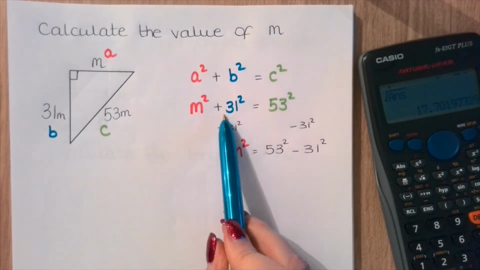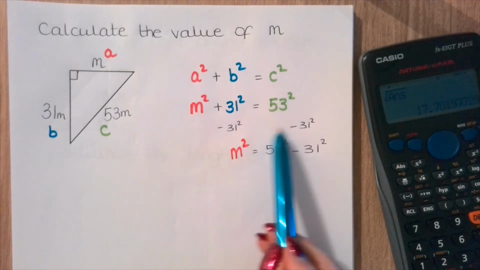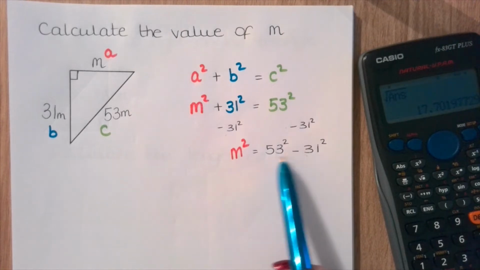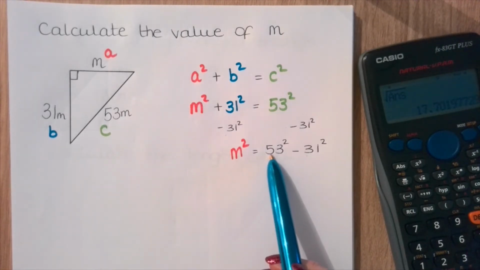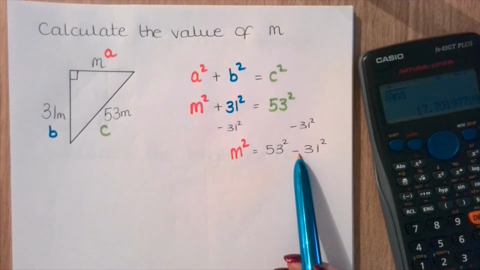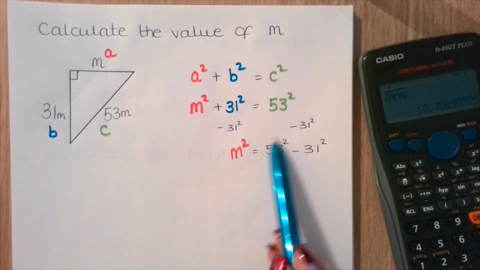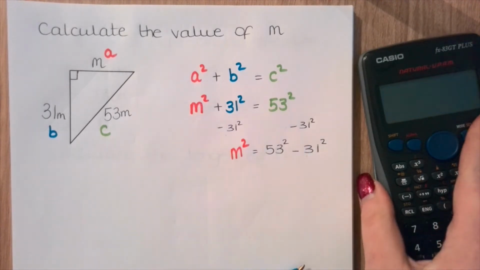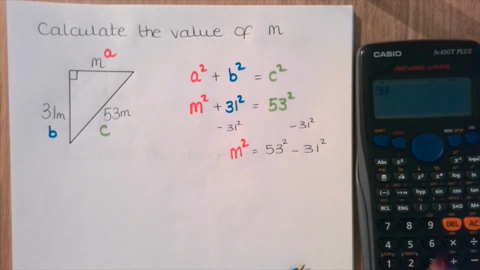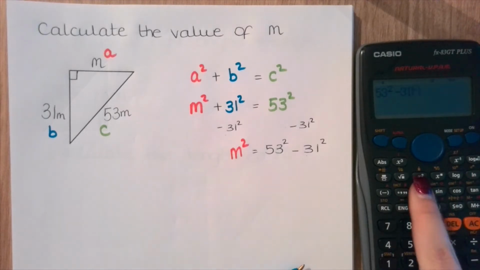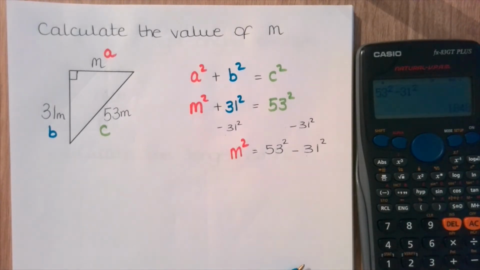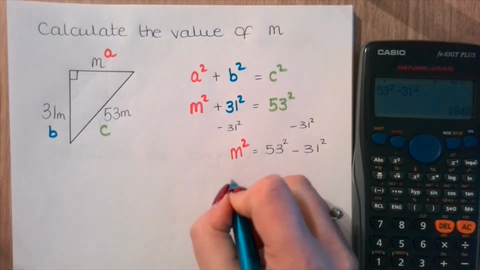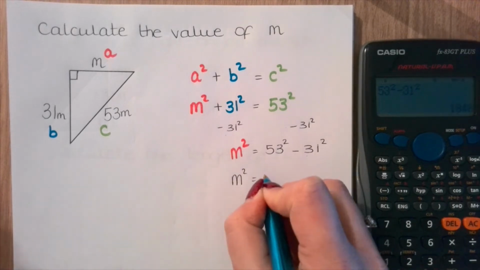So I've taken away the 31 squared from both sides, as you can see here, and then I can type this into my calculator. Please watch out, you do not want to do 53 take away 31 and then square the answer. You need to do 53 squared take away the 31 squared. So I type that into my calculator. 53 squared minus the 31 squared is equal to 1848. So M squared is equal to 1848.